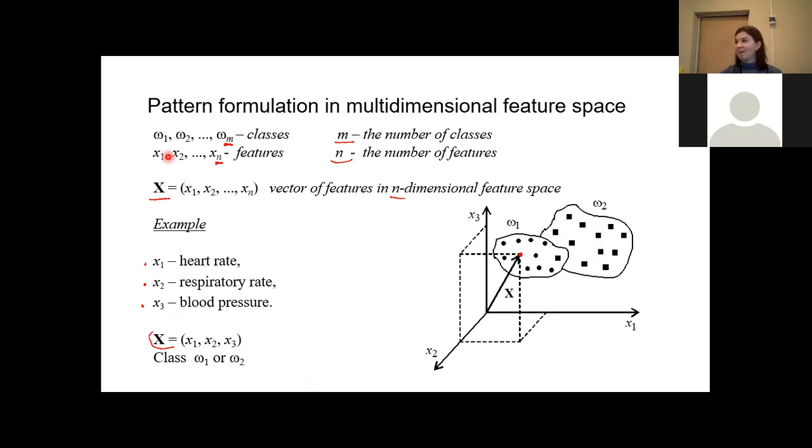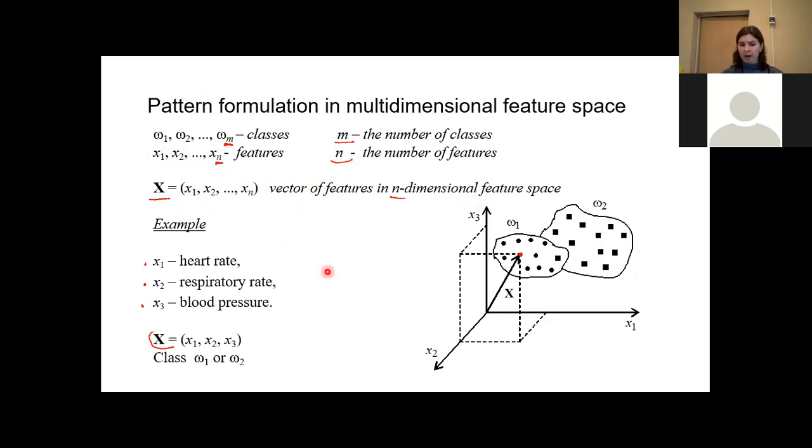Write it somewhere, right? So in our case, omega will be classes. We have m classes and n features, so we have an n-dimensional feature space. Objects will be expressed as a vector of features, x1, x2, and so on, till the end. A vector of features in n-dimensional feature space.